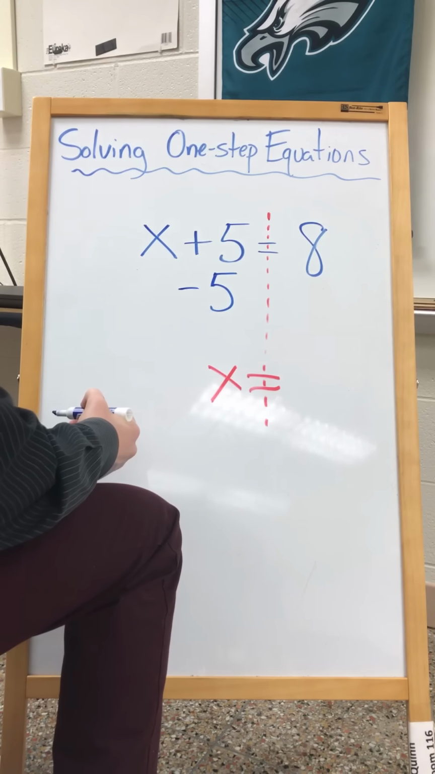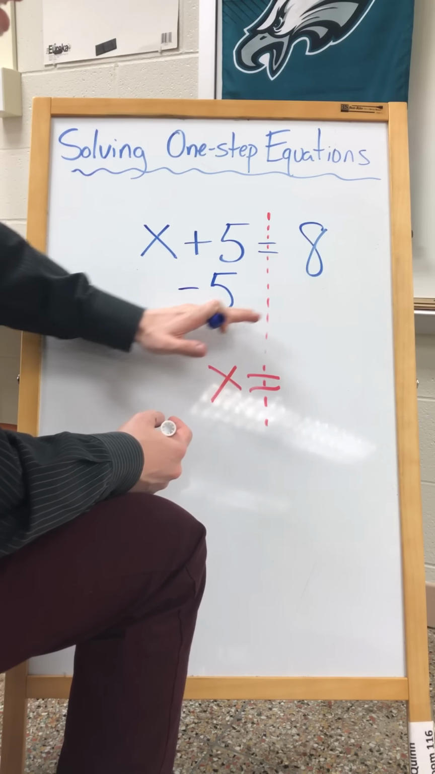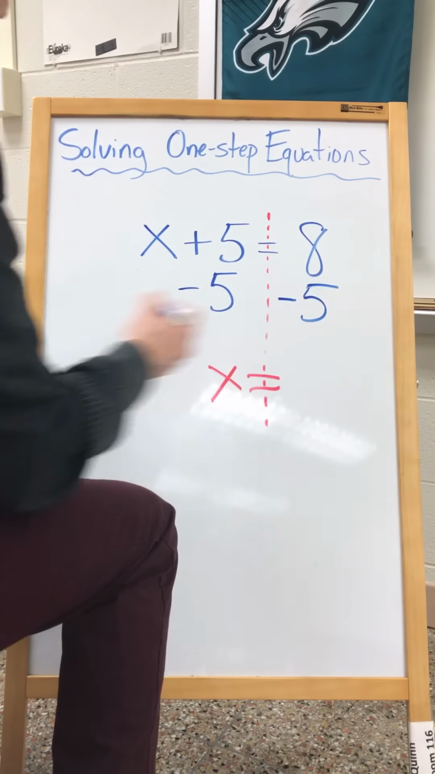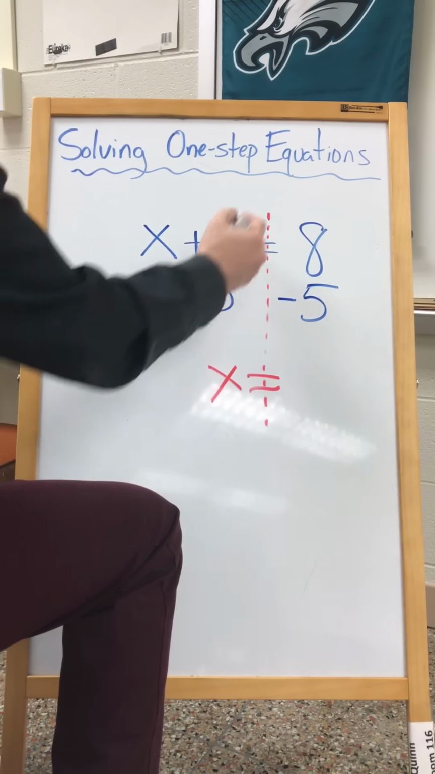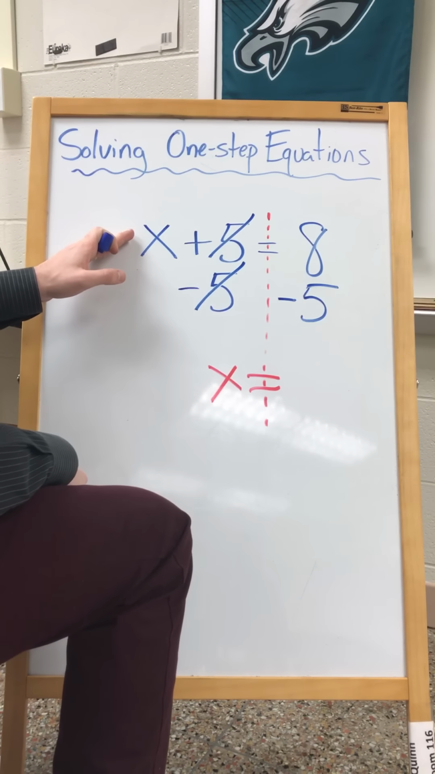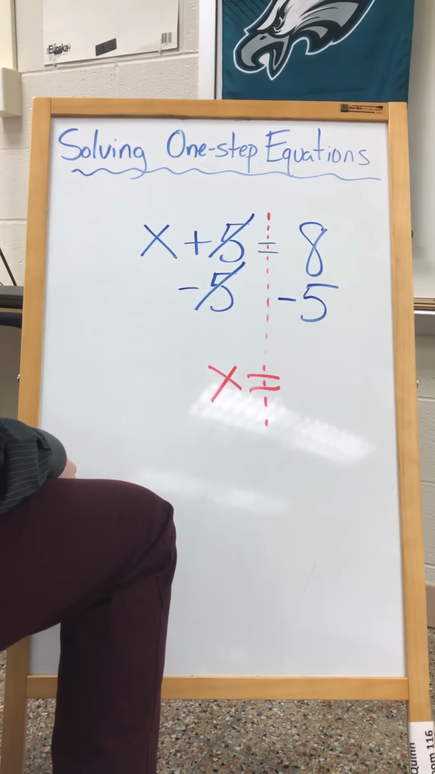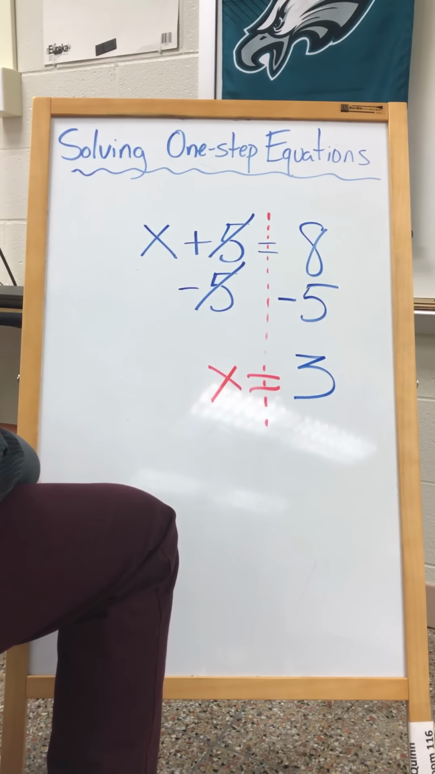Because I see my addition sign, I'm thinking back to that inverse operation, and I'm going to subtract by 5 on this side. And remember, it's an equal sign. What I do on one side, I have to do on the other. So I'm going to subtract by 5 over there as well. 5 minus 5 is 0. They cancel out. So all that's left is my x on the left. 8 minus 5 is 3. And I'm able to solve to know that x equals 3.